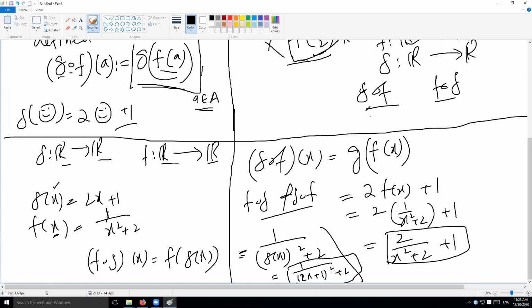Is the point understood? Yes, sir. So I can conclude from it that g composition f is not equal to f composition g.